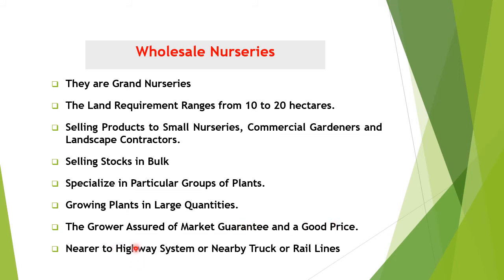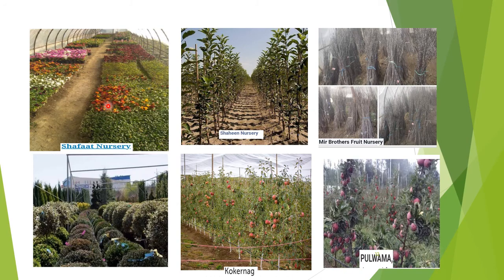They are always nearer to the highway system or nearby truck or rail lines. Their location should always be so, because when you see the layout of the nurseries, you will see the nurseries should be nearer to the highway system or nearby truck or rail lines for their transportation, because you are dealing with livestock. These are some of the wholesale nurseries: Shafat Nursery, Shaheen Nursery, Mir Brothers Fruit Nursery, Pulwama Nursery, Kukarnag, and this is the Riyaz Nurseries.